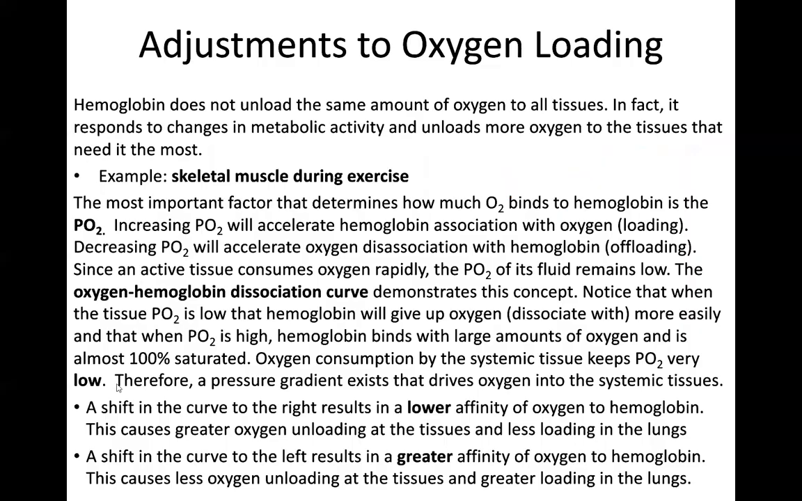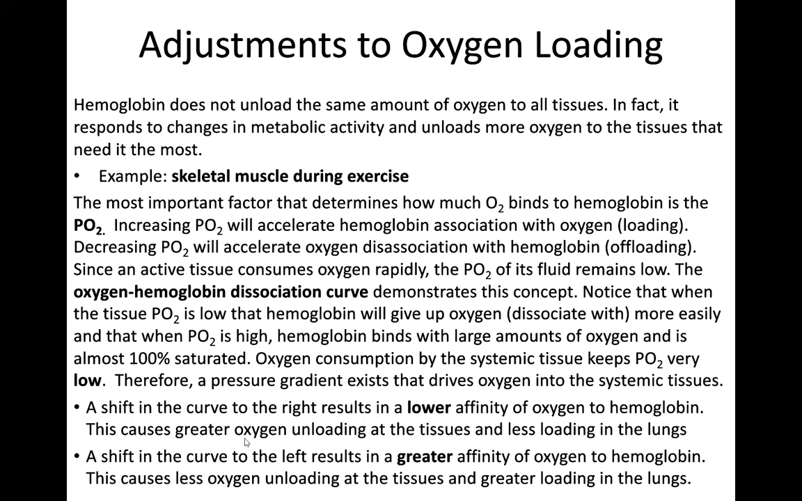Now, there are 2 different ways that this curve can be affected, in ways that shift the curve either to the right or to the left. You're going to want to put big fat stars and highlight or whatever you need to do to these 2 bottom bullets. The curve can shift to the right or to the left, which affects the affinity, which we just said is like the tightness with which hemoglobin and oxygen are bound to one another. If the curve shifts to the right, it decreases the affinity of oxygen and hemoglobin. So it loosens the grip that oxygen has on the back of hemoglobin.